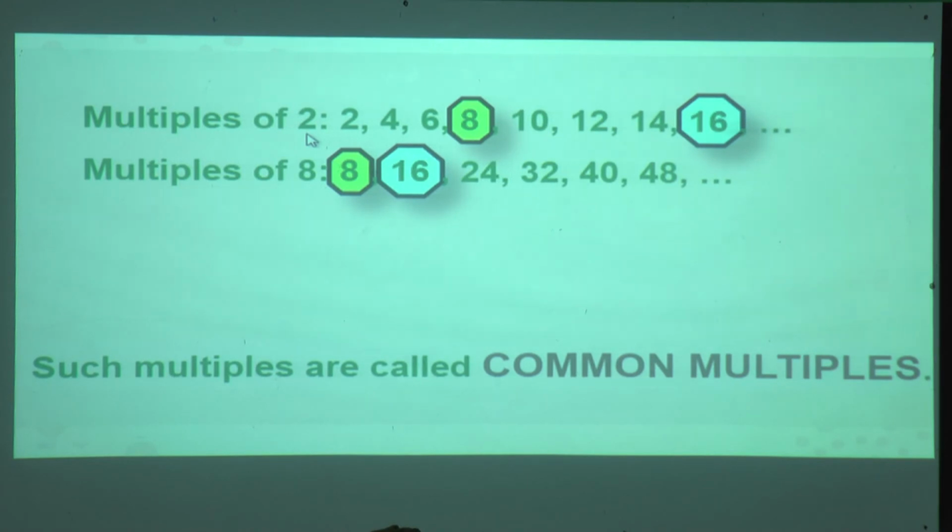Now among these, which are the common multiples? First the common multiple is 8, then it is 16. We have only two common multiples of 2 and 8. Those are 8 and 16. Such multiples are called common multiples.